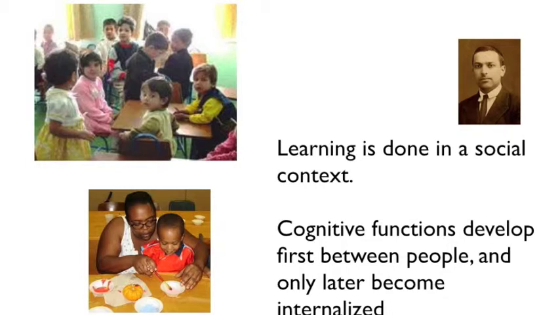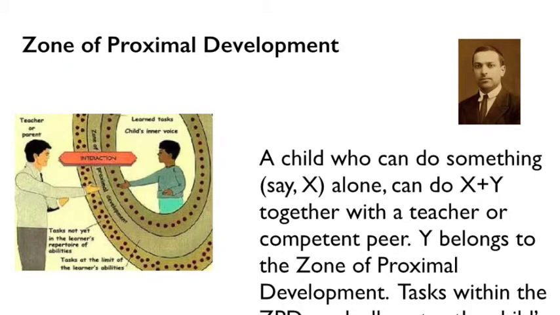So Vygotsky is very interested in this progression from something that happens between people to something that becomes internalized. And it's a very important concept. He gave it a fancy name, the zone of proximal development. And the basic idea is this: at any given stage, a child has a certain set of abilities, things that they can do on their own, but put them in company and they can do a lot more. So I've called that, if you can do X on your own, you can do X plus Y when you're together with your peers or together with your teacher.